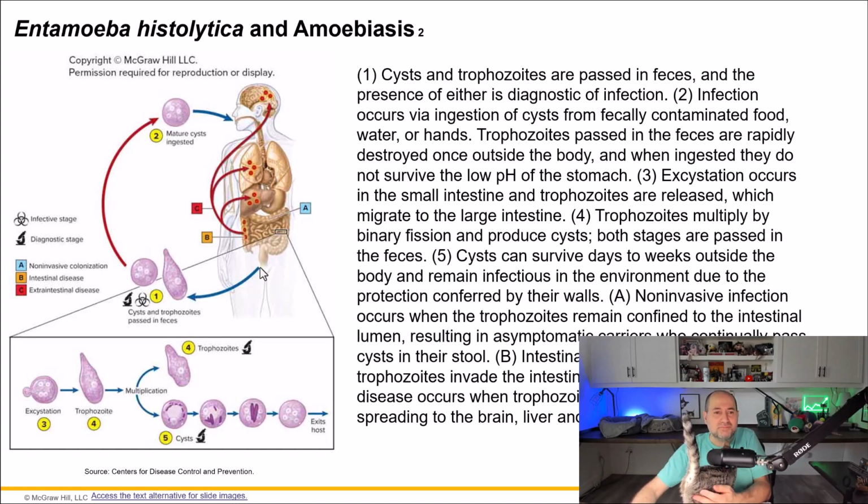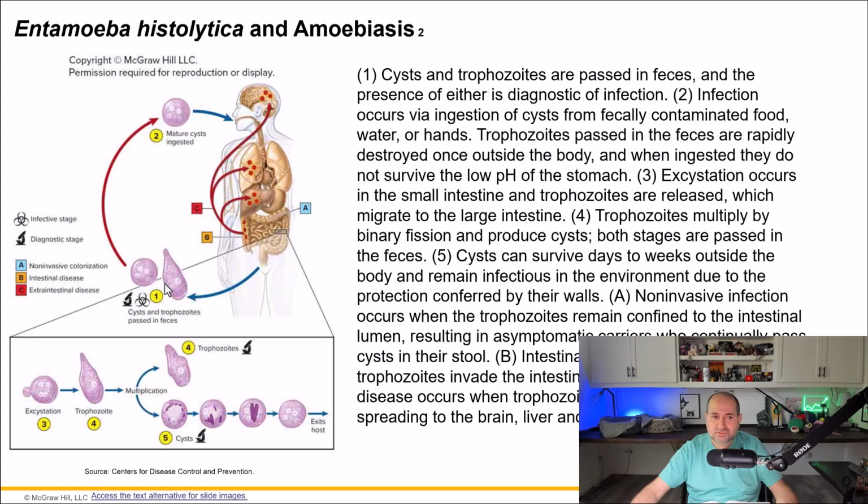First, the amoeba is secreted in the feces, and you can have either the trophozoites secreted or the cysts secreted in the feces. And by the way, that's how you diagnose someone with the disease. You take a stool sample and you look for the presence of these trophozoites or cysts. And then infection occurs when you ingest one of these cysts from fecally contaminated food, water, or hands. And it's those cysts that give you the disease.